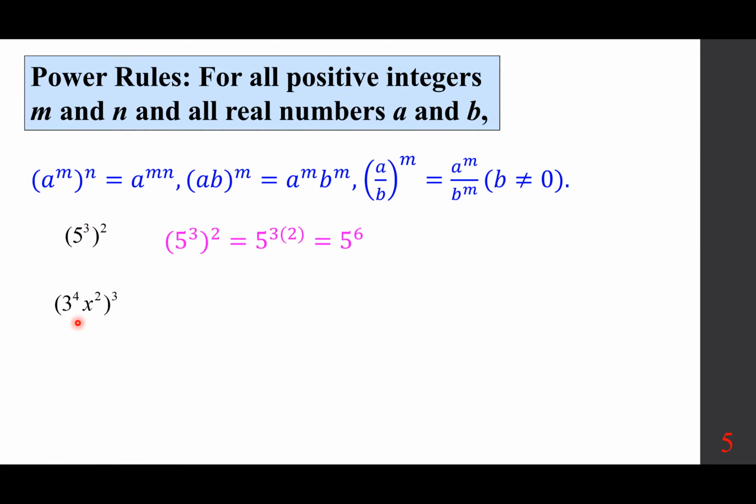This one, each one gets powered up by 3. So 3 to the power of 4 to the power of 3 and x squared to the power of 3. Needless to say, you can do it in one shot. So these two give us 3 to the power of 12. These two, x to the power of 6.